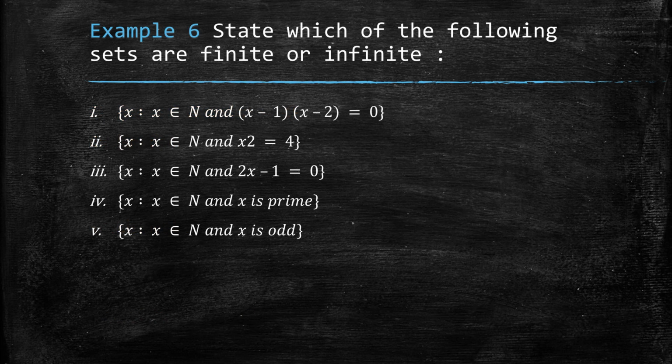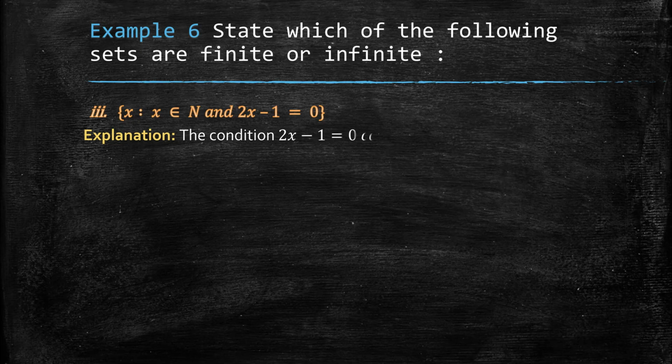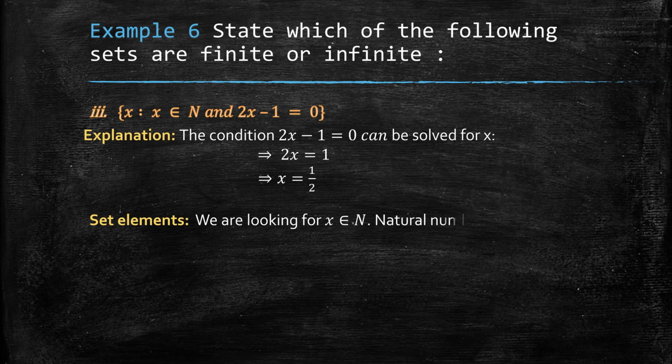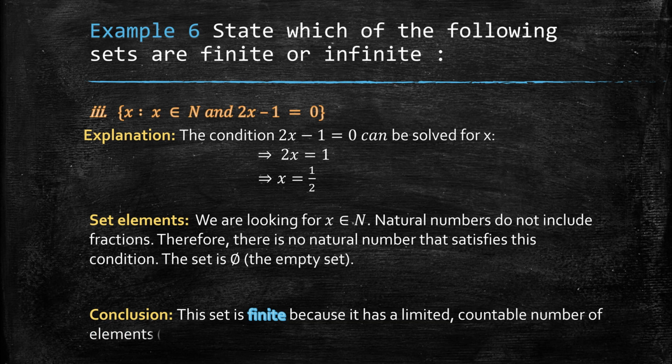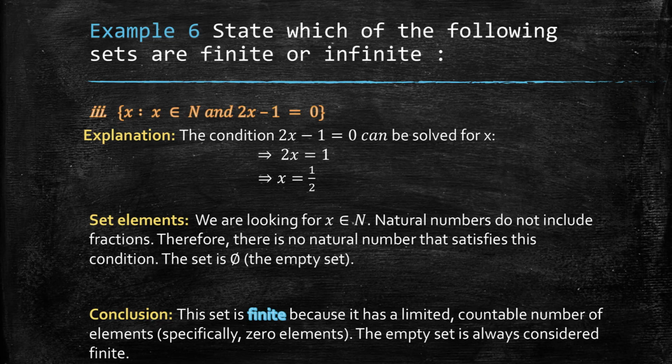Now let's solve the next question. The condition 2x minus 1 equals 0 can be solved for x. 2x equals 1. x equals 1 divided by 2. We are looking for x belongs to N. Natural numbers do not include fractions. Therefore, there is no natural number that satisfies this condition. The set is the empty set. Conclusion: this set is finite because it has a limited, countable number of elements, specifically 0 elements. The empty set is always considered finite.